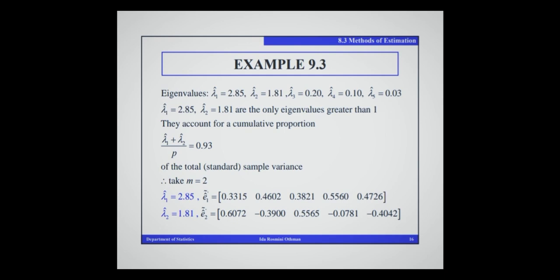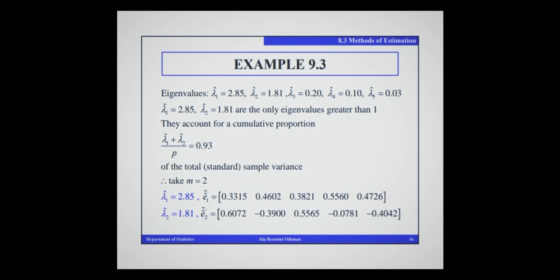Okay, so kalau tengok juga kat sini, bila kita cari proportion, lambda 1 plus lambda 2 divide dengan P. Kenapa bagi P? Sebab kita gunakan R tadi kan. Okay, it is 0.93. So the value is besar lah. So kita katakan we can say that 90% of the total sample variance is explained by 2 factors. So kita boleh gunakan 2 factors. So we take m equal to 2.